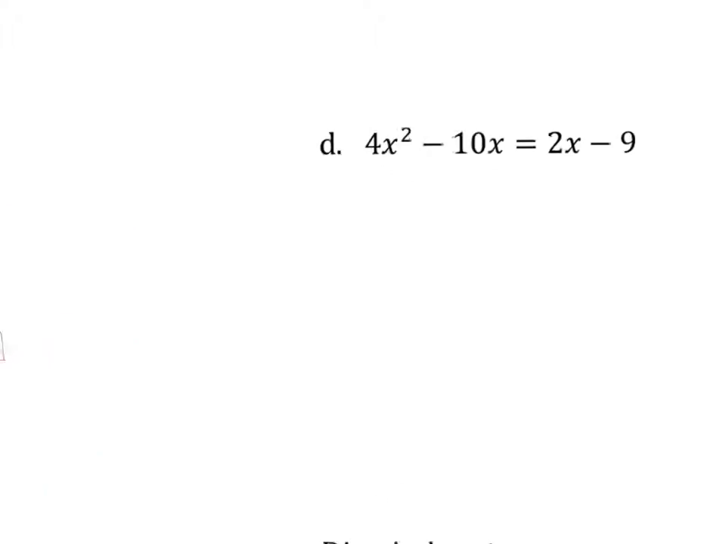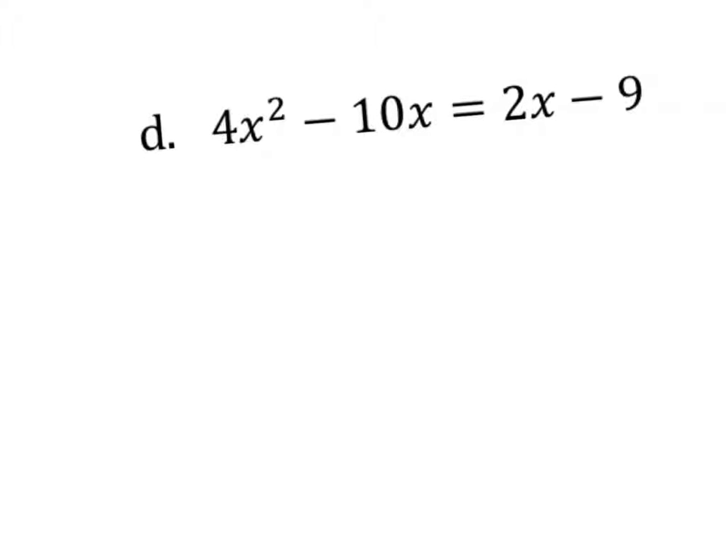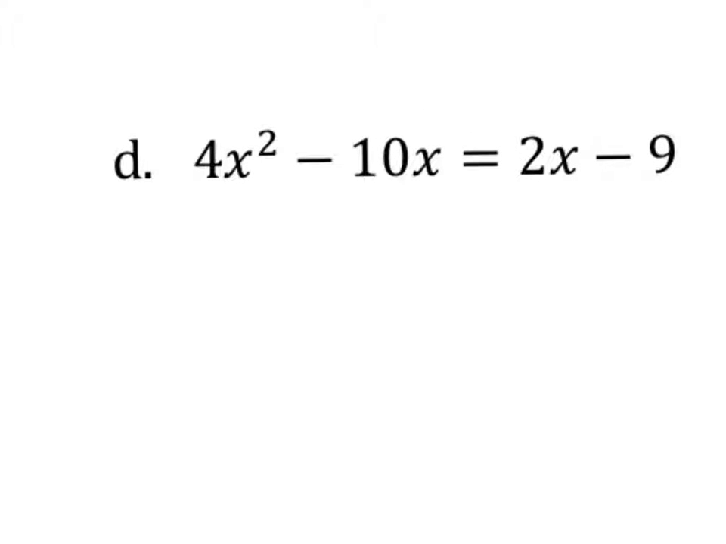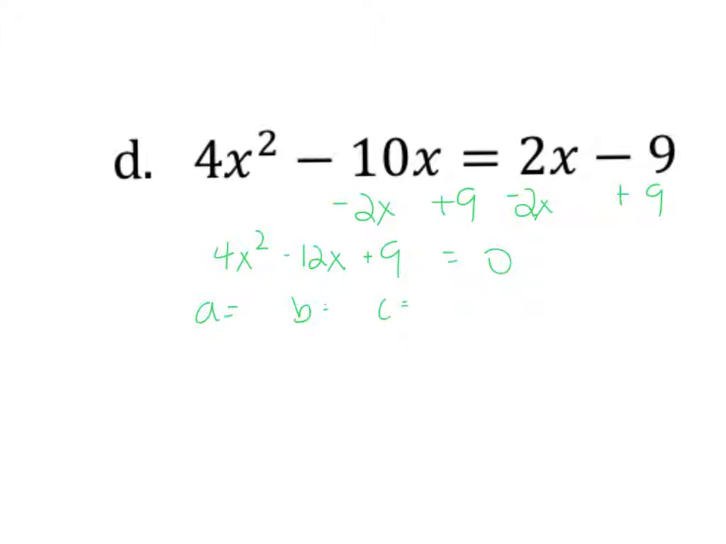All right, let's take a look at D. This is our last question. All right, so the first thing we want to do is move everything to one side. I notice the x squared is positive where it's at, so I'm going to move my stuff from the right side to the left side. Subtract 2x and add 9. So I end up with 4x squared minus 12x plus 9 equals 0. Then we're going to identify our A, B, and C. A is the number in front of x squared, B is the number in front of x, and C is our constant.